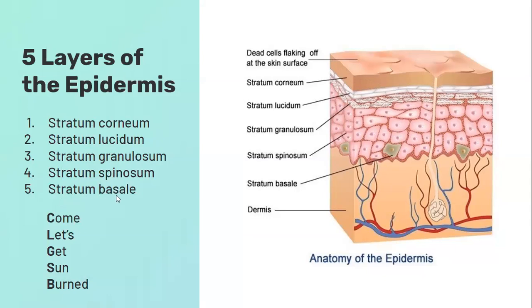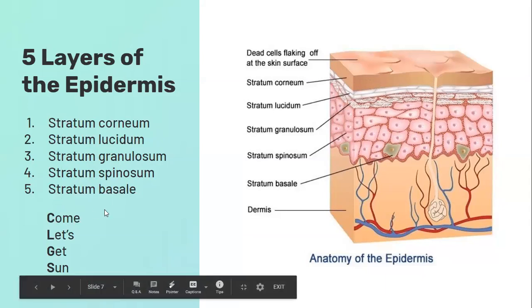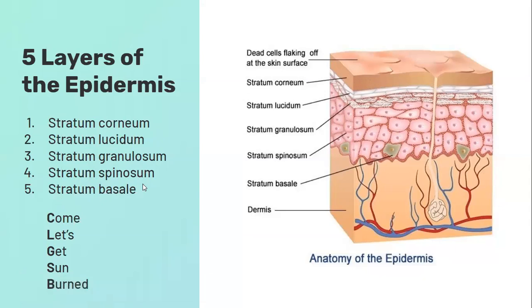And the way I remember it is this acronym that my teacher taught me. It's "come, let's get sunburned," which is easy to remember because you think of the skin and it's like, no, we don't want to sunburn the skin. So it's kind of like, let's get sunburned. And the CLGSB correlates to the letters of the second word of each layer. So it always starts with stratum and then the CLGSB, and that's how I remember it.